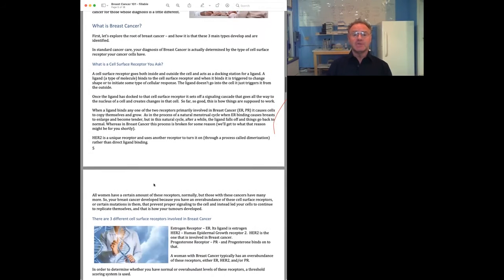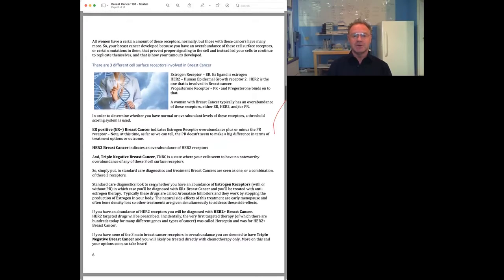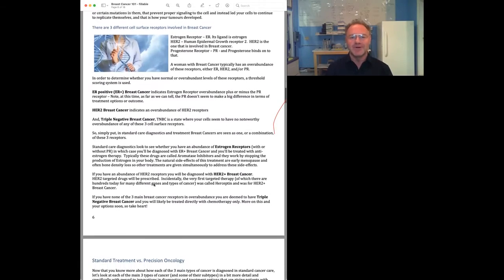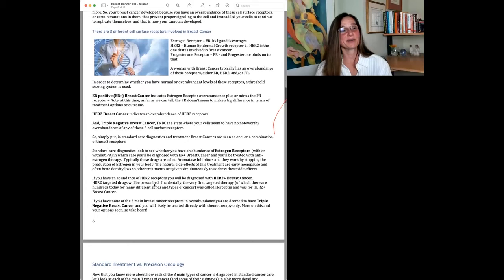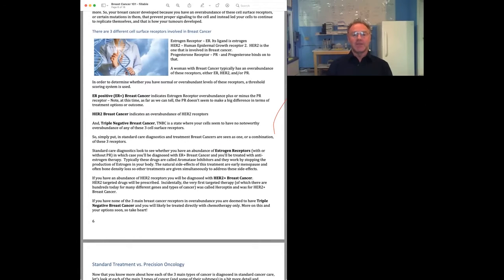So the three different types of receptors that we have in breast cancer, could you scroll? Oh, there we go. Beautiful. Nice job, Michelle. We have the estrogen receptor, and we have the HER2, a human epidermal growth factor receptor 2, and then we have what's called triple negative breast cancer.